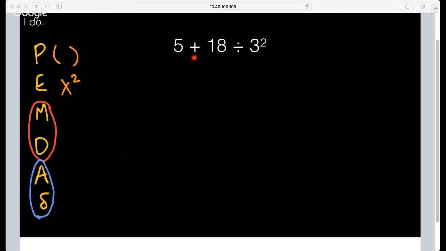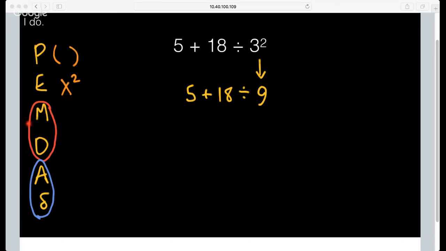Let's try this with this expression. We have an addition operation, a division operation, and an exponent operation. It's helpful to start over here and ask ourselves, are there any parentheses? No, there aren't. So let's move to exponents. Are there any exponents? Yes. I tried to make one: 3 to the 2nd power, 3 squared. So let's solve that first. We know 3 squared is 3 times 3, which is 9. And then we have all the rest the same.